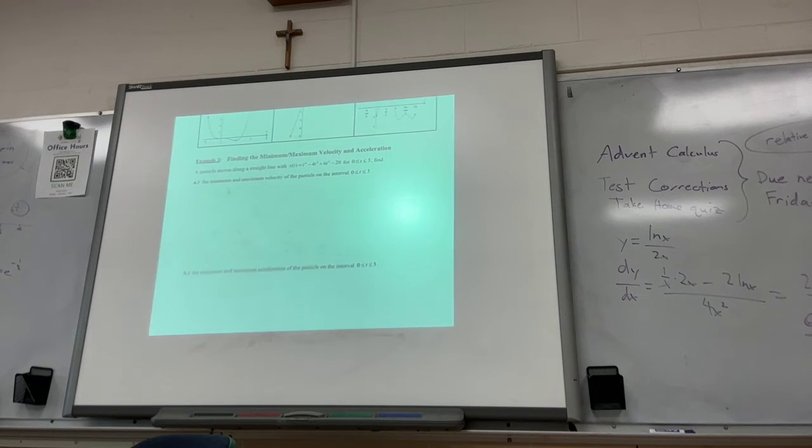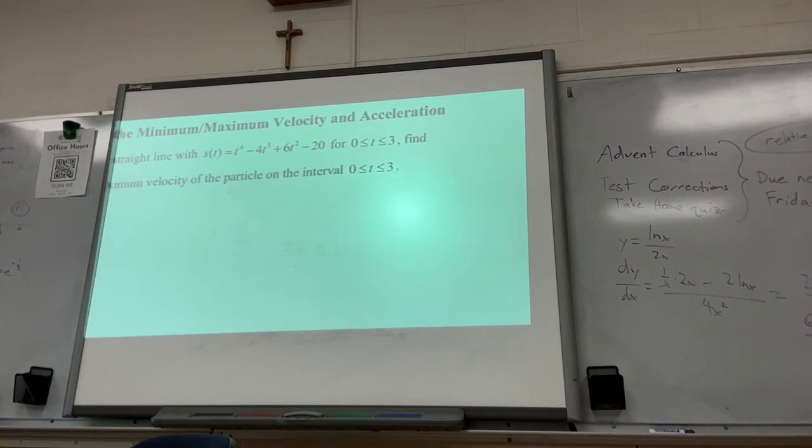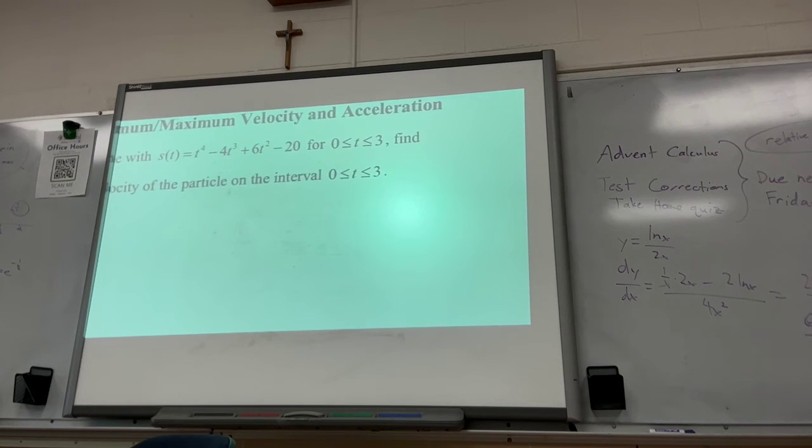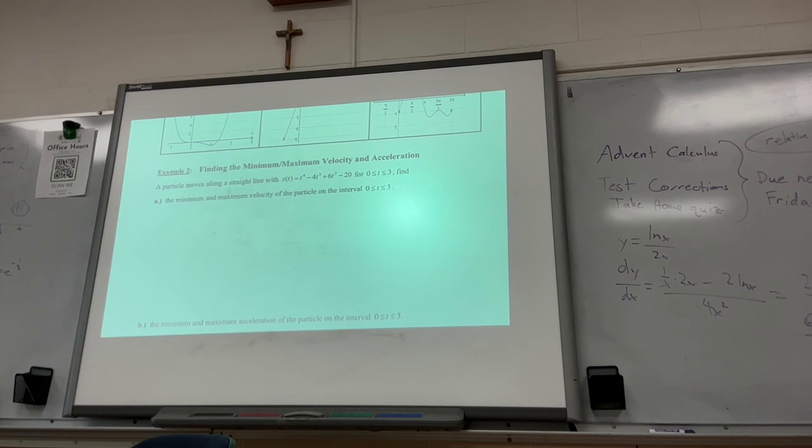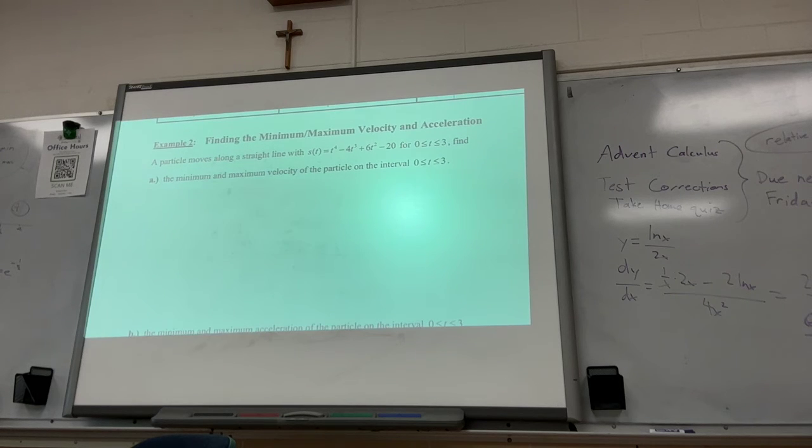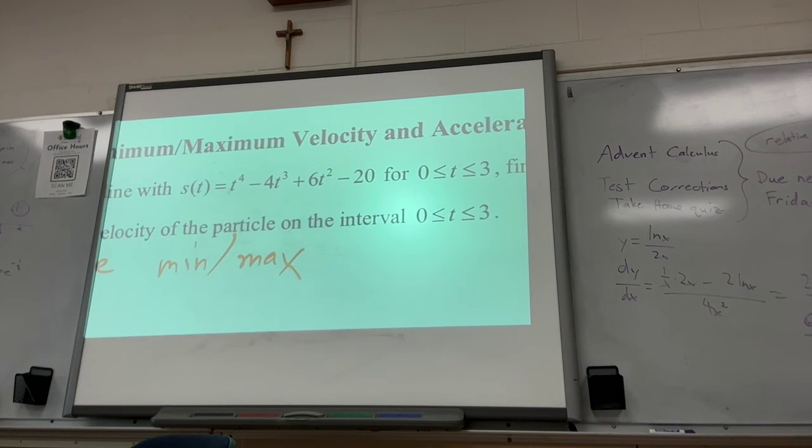So a particle moves along a straight line, with position function s on this interval. Find the minimum and maximum velocity. So we want the absolute min and max of the velocity. Right? So we need to find what here? We need to find the derivative of s, right? That gives us the velocity. So s prime is going to give us the velocity. Don't make the mistake of finding the min and max position. We want the min and max velocity.